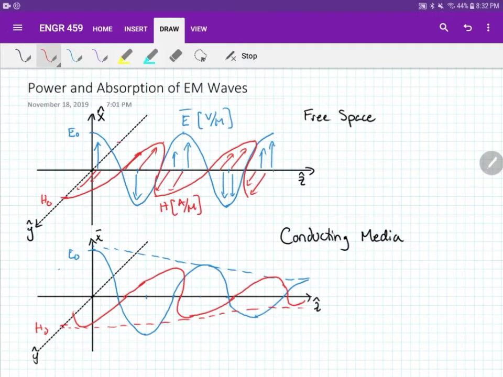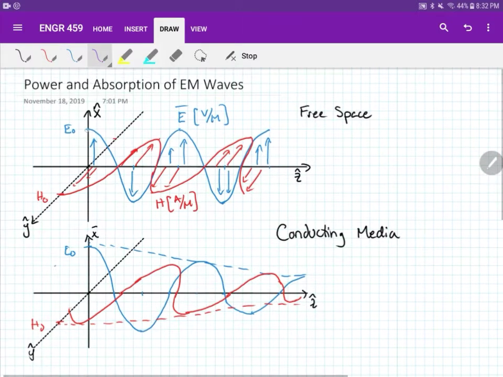So I thought we'd start with a couple of diagrams. The top diagram shows electric and magnetic waves in free space. As we can see, there's no attenuation of the waves. They stay constant as they propagate through Z, and the same with H, it stays constant.